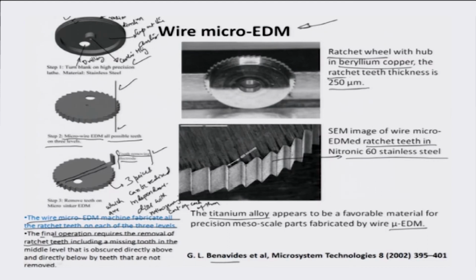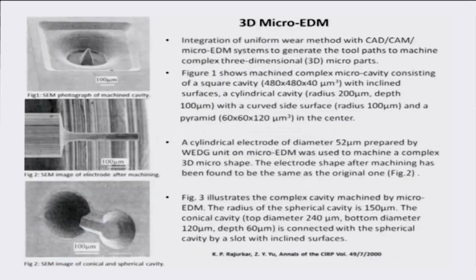You can imagine the ratchet teeth thickness of 250 means this one section here is only 250 micrometer thick, and there are 3 such sections at different levels of this particular mechanism. So this is one very fine example of what CNC wire cut EDM can do. Apart from that, there are many other applications of the micro EDM process.